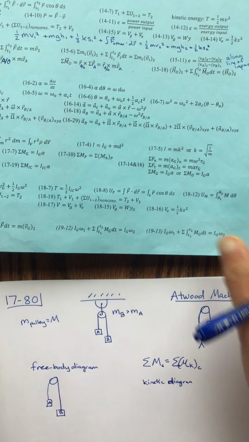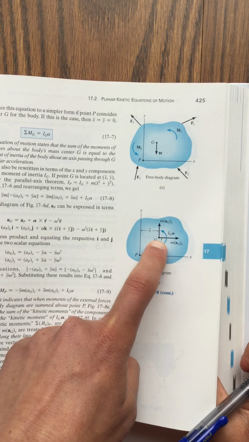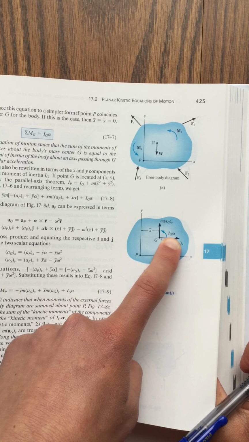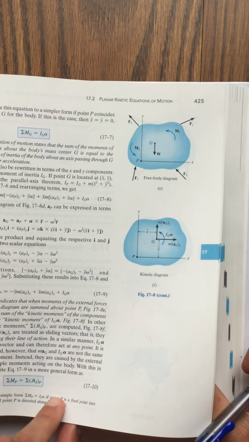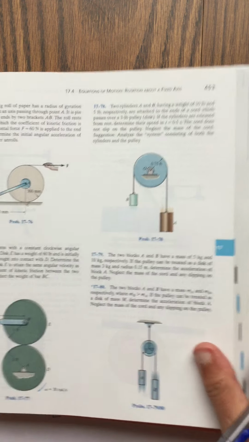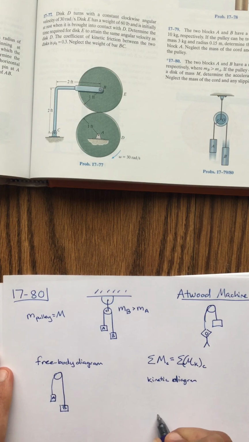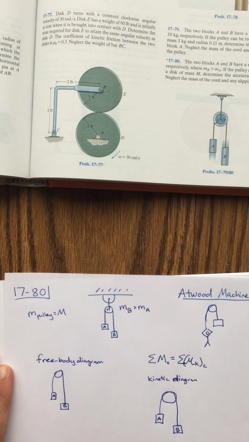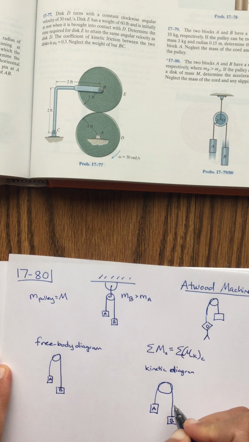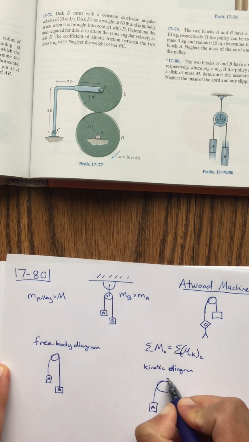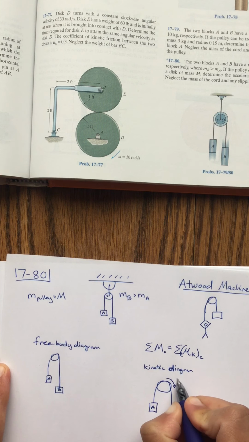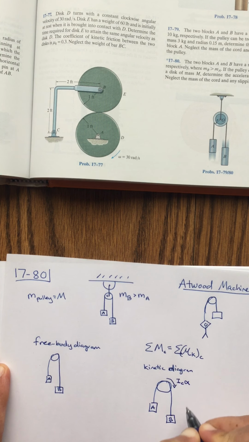If you go back in your book to where they talked about equation 17-10, this is on page 425. They show you how to draw the kinetic diagram. You do the mass times the acceleration and also the moment of inertia times the angular acceleration. So this is on page 425. On my kinetic diagram for the system, which is A and B and the pulley is rotating, and since the mass of B is greater than the mass of A, it's rotating this way, and that is the moment of inertia times the angular acceleration.